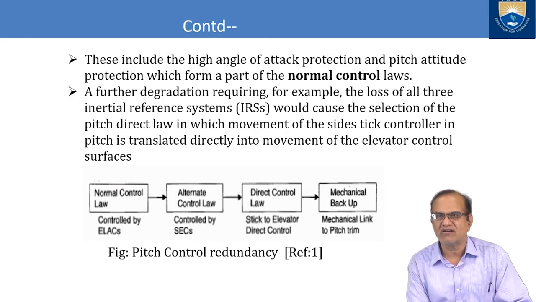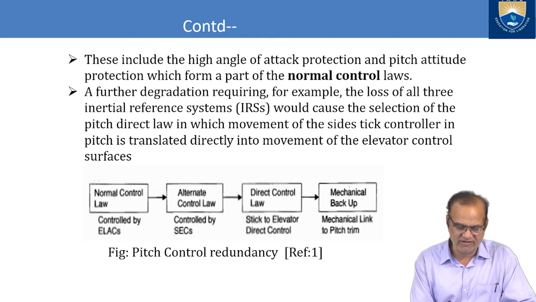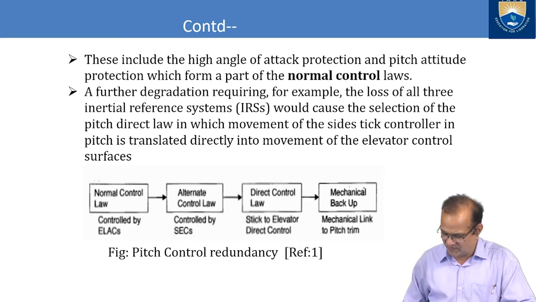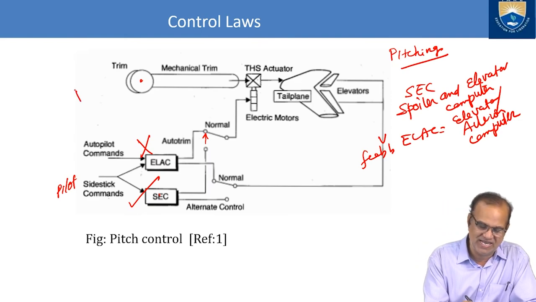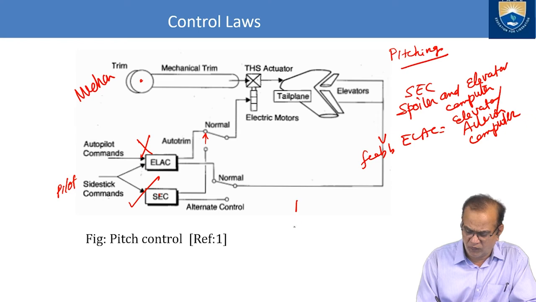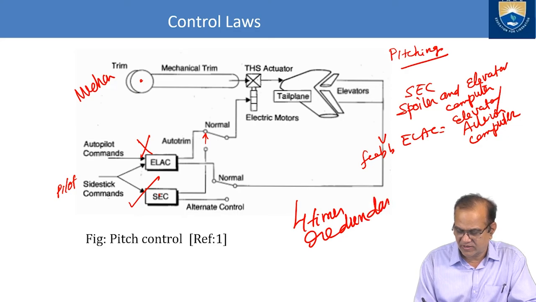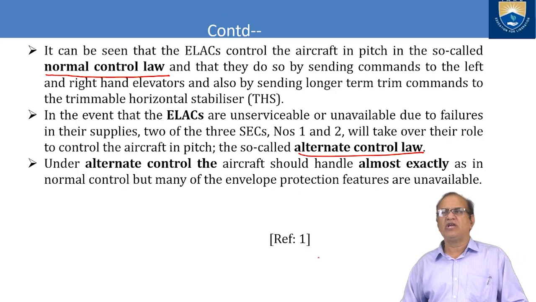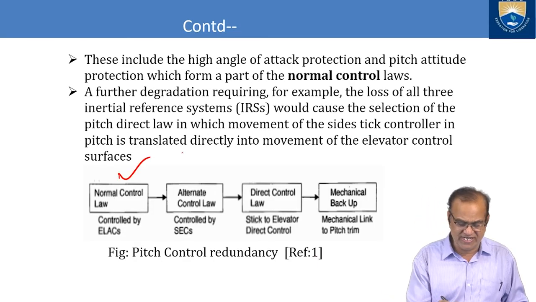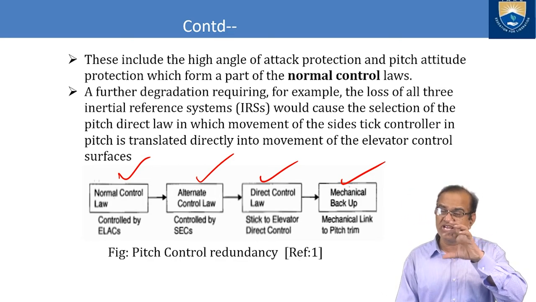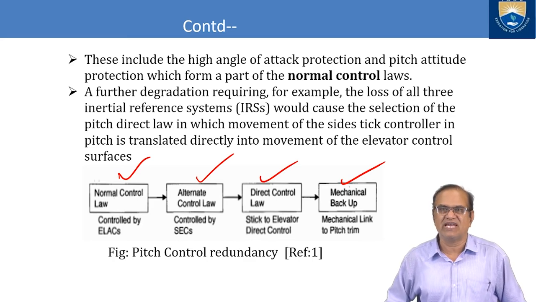Here is the normal controller controlled by the ELAC, the alternate controller controlled by SEC, and the direct controller is the third one: stick to elevator, direct control, and then a mechanical link to pitch trim. This pitch trim will work directly; you can see here, pitch trim is mechanical. So here we have four times redundancy. Okay, so if you are using this, first redundancy, second, third and fourth, the four pitch control redundancies mean four things are available to operate the pitch control system of the aircraft.